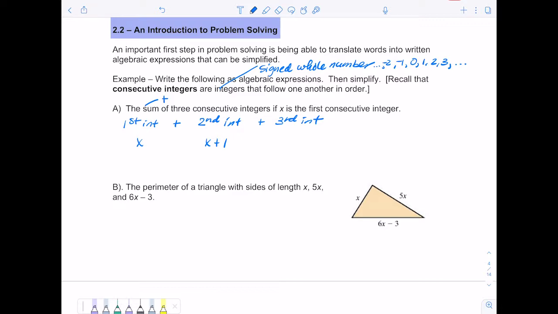If I go back to that first integer, let's say it was 1, how do I get to 3? How do you go from a 1 to a 3? You would add 2. So the third integer would just be x plus 2. And remember, sum means add. So I'm going to add those terms together and collect my like terms. My like terms would be x, x, and x. If I add those, I get 3x. My other like terms are 1 and 2. They're your constants, and if you add them, 1 plus 2 gives you 3. So simplified, that expression would be 3x plus 3.